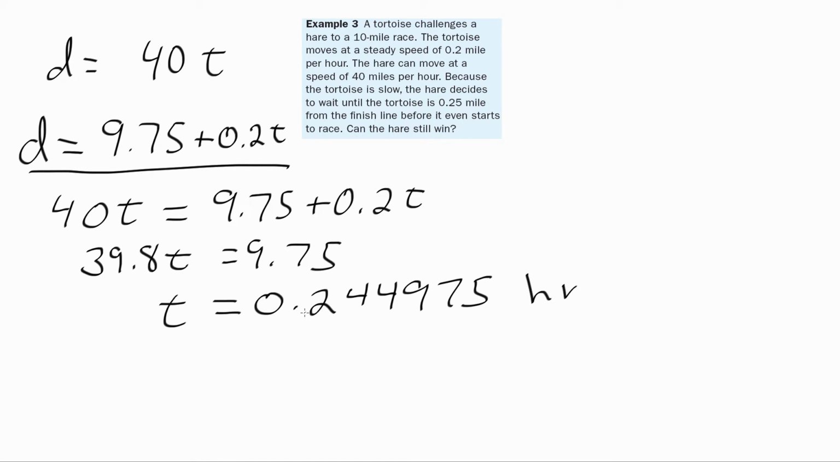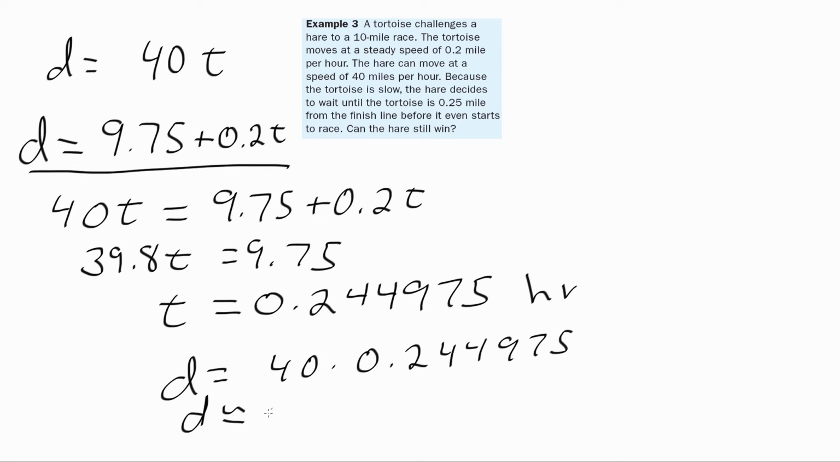Well, how far is that? I'd like to know how far it's run. The question is can it beat the tortoise to the finish line? So I'm going to plug this back into the 40t calculation and see what that distance actually is. So d equals 40 times 0.2444975. And that tells us our distance is about 9.8 miles.